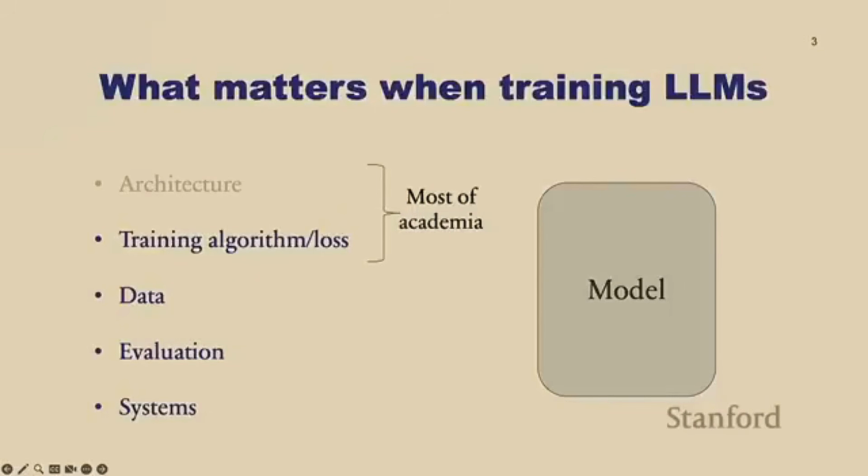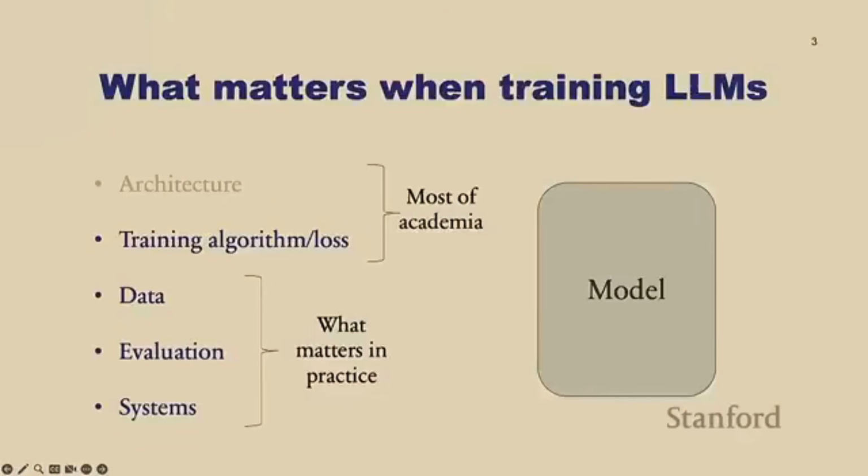Another thing to say is that most of academia actually focuses on architecture, training algorithms, and losses. As academics, and I've done that for a big part of my career, we like thinking that we make new architectures, new models, and it seems like it's very important. But in reality, honestly, what matters in practice is mostly the 3 other topics: data, evaluation, and systems, which is what most of industry actually focuses on. So that's also one of the reasons why I don't want to talk too much about the architecture, because really the rest is super important.